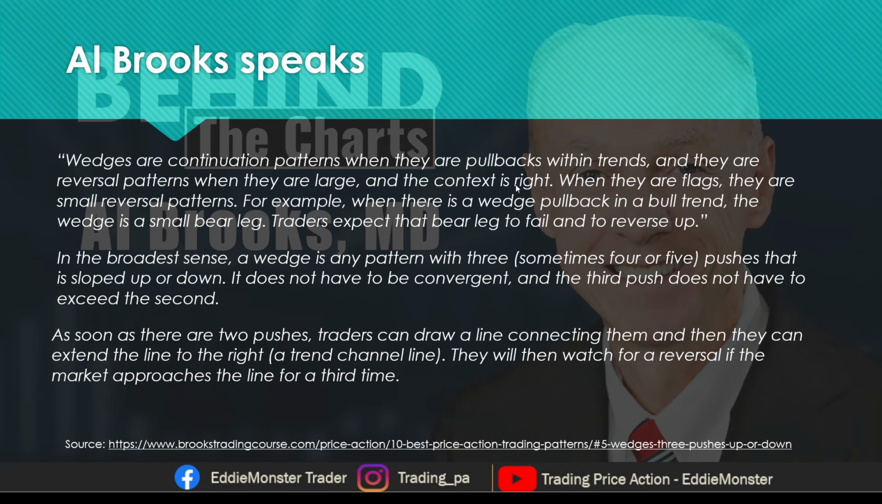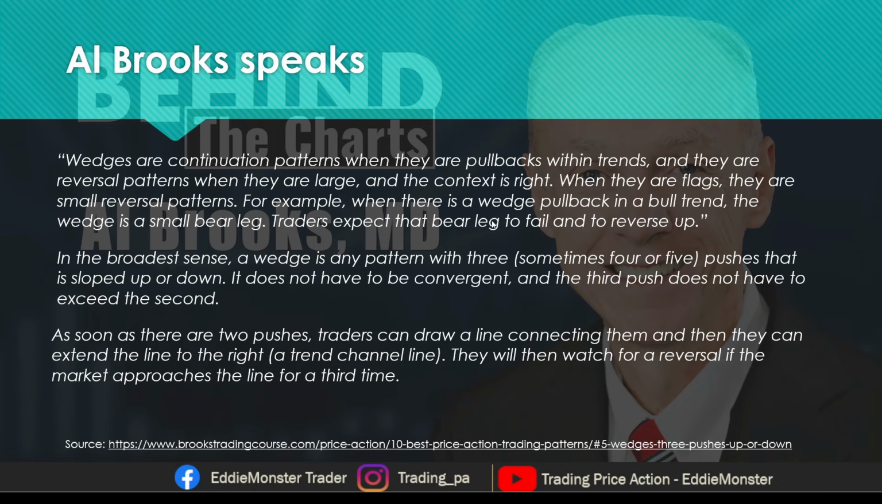For example, we have a trend that has most of the day trending and then makes a wedge top. So that's a reversal pattern. We'll see that. When they are flags, they are small reversal patterns, or minor reversal patterns.